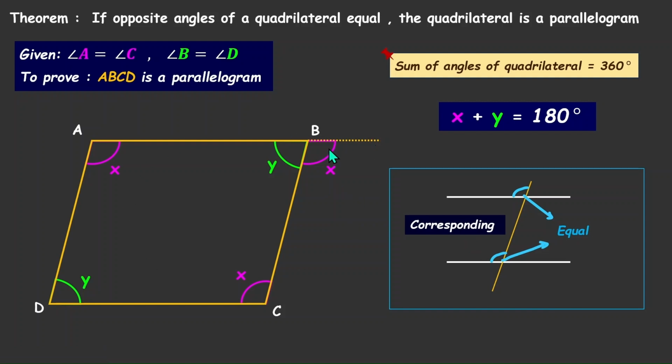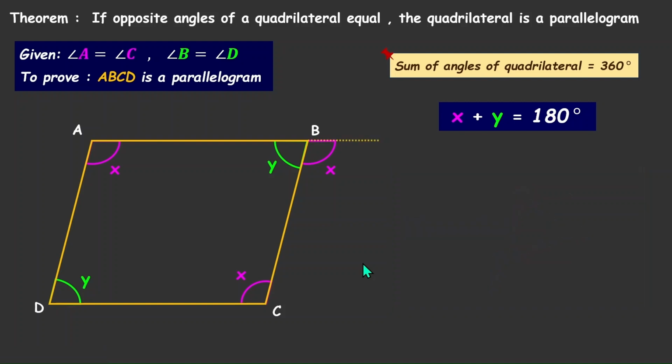And from the figure, we can see that angle x here is equal to angle x here. And if AB acts as the transversal, and since these two angles are equal, then from this we can say that the lines AD and BC should be parallel, right? So the first thing we got is that line AD is parallel to line BC.